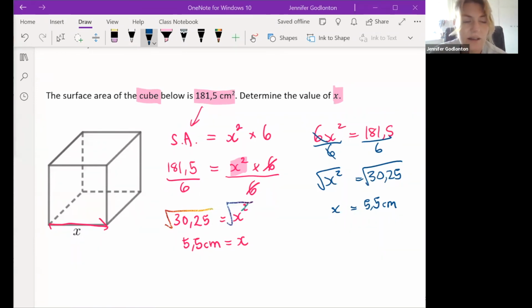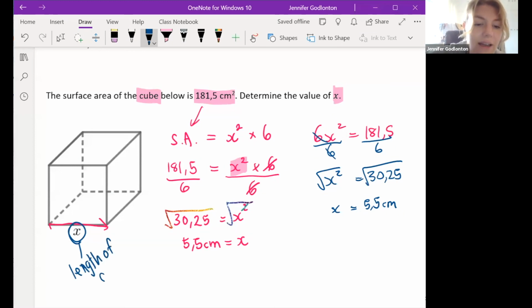Okay. And Sako, how can I help? Yeah, ma'am. Hi. I wanted to ask, weren't you supposed to write centimeters squared? No, this is for looking for the length of a line. And if we're looking for the length of a line, it's always going to just be a single unit. Okay, thank you. No problem.